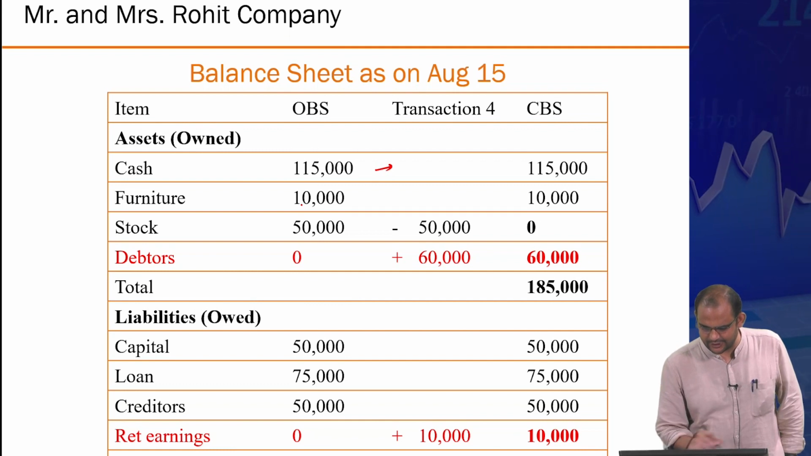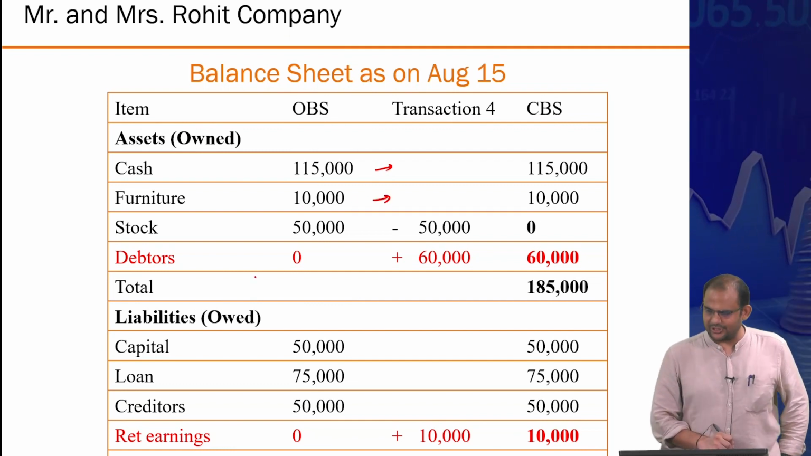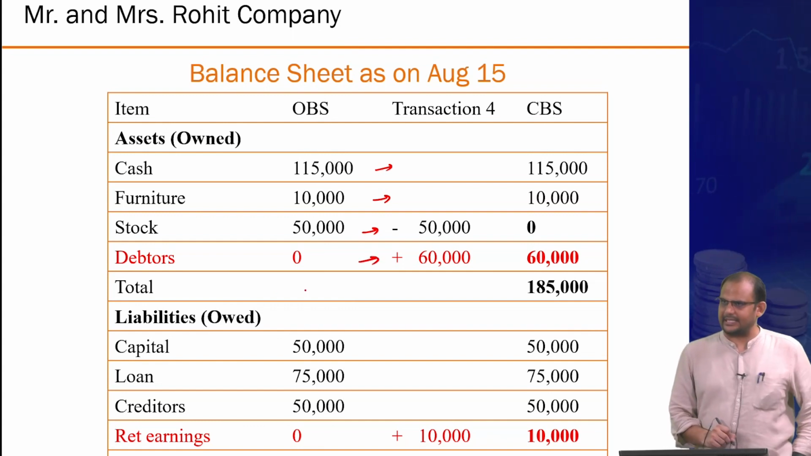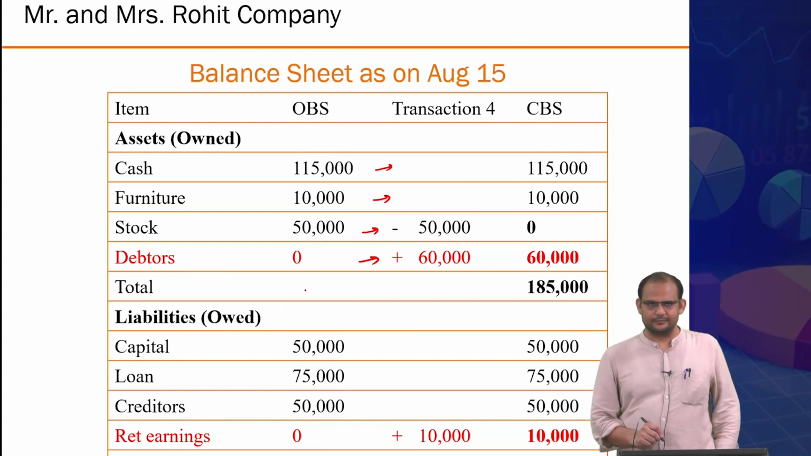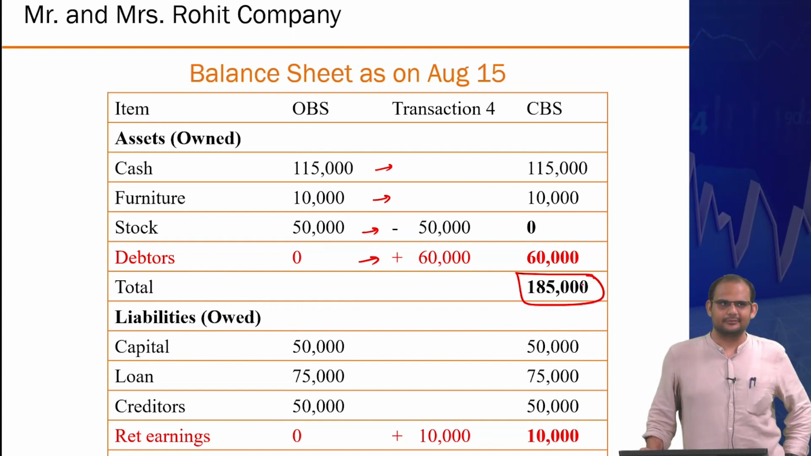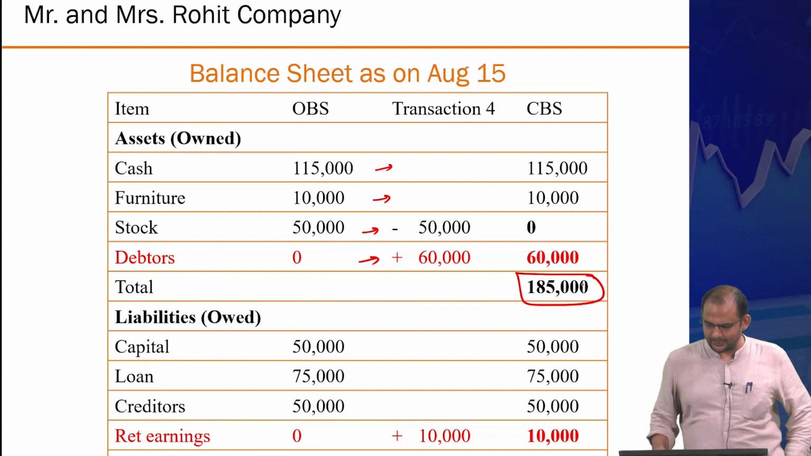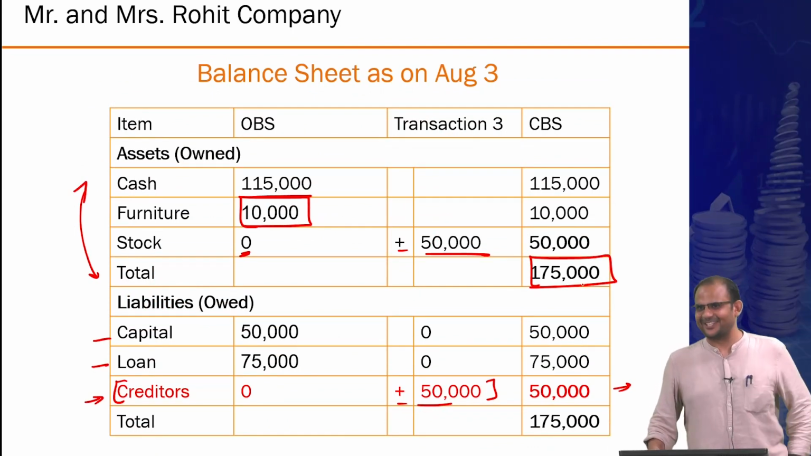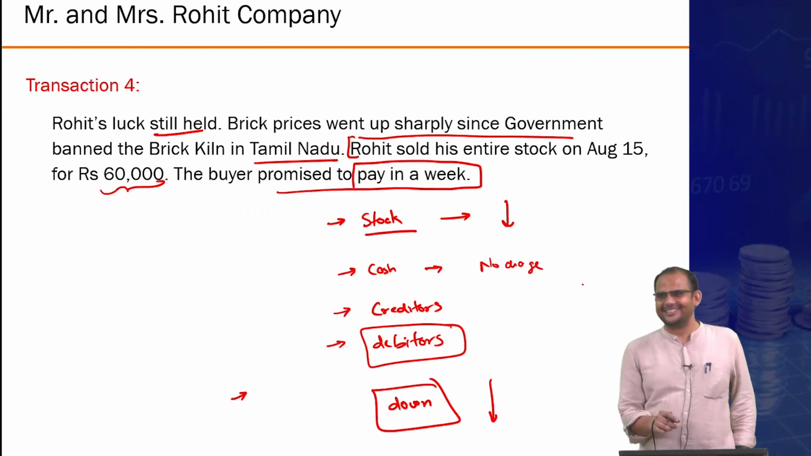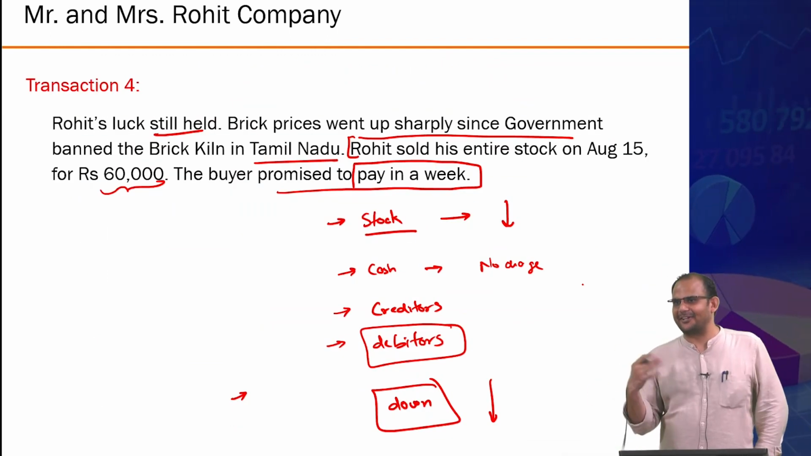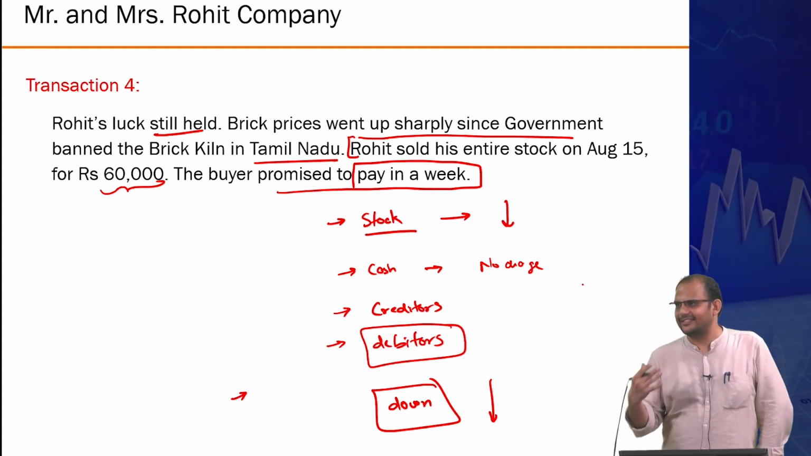Cash, no change. Furniture, no change. Stock becomes 0. Debtor becomes 60,000. Total assets. What was the total assets before? So, what happened, goes up, goes down? What happened to the 10,000 profit? That is part of your, at least you have recognized it. You have to pay it back.